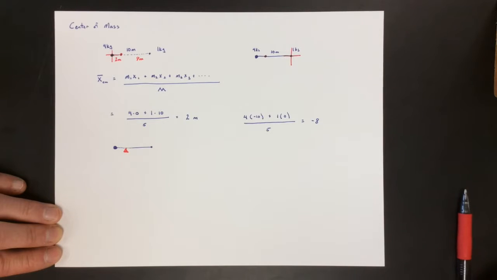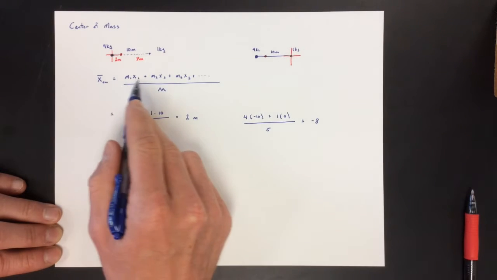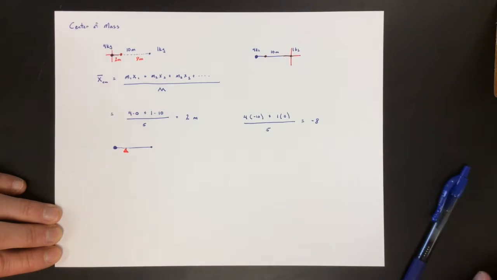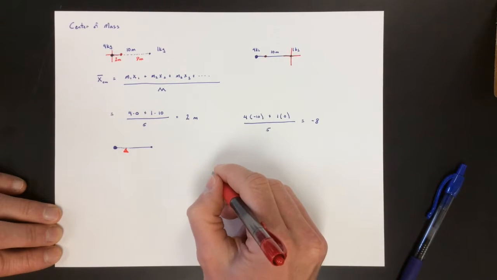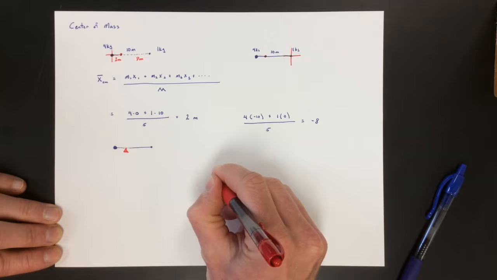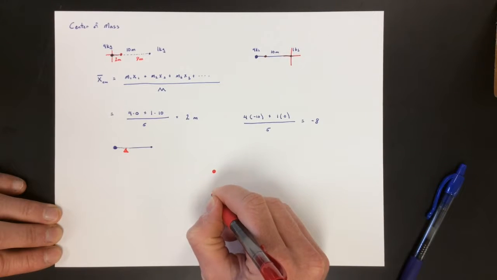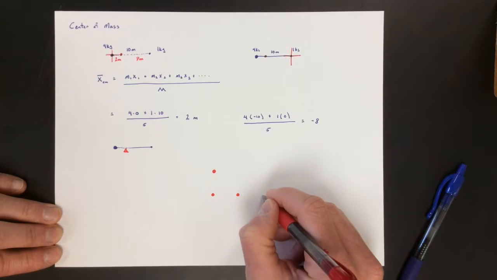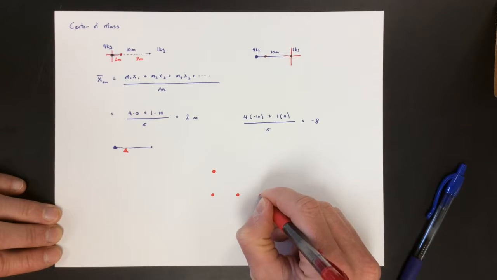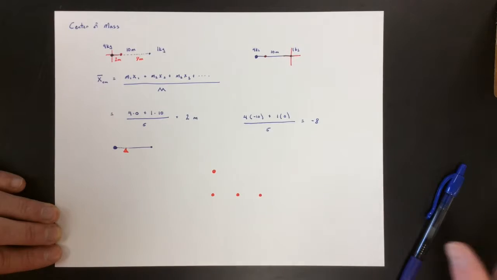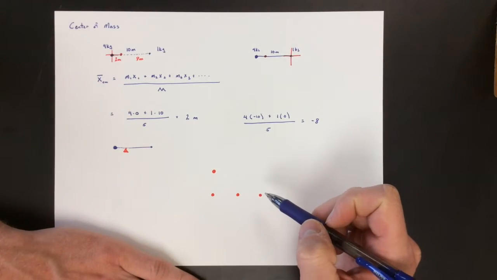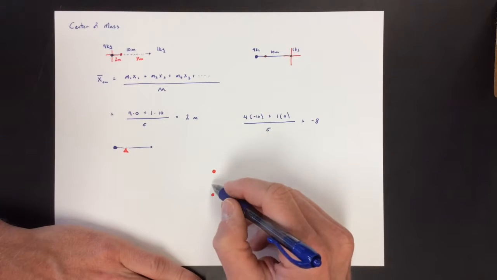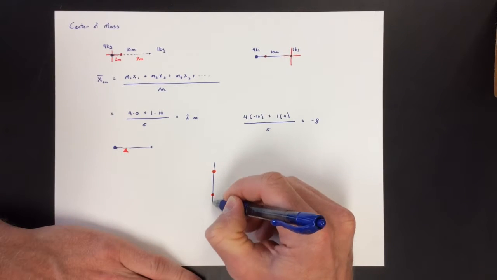Okay? Now, can you do two-dimensional things? Of course you can. You can do whatever you want. You can have as many objects as you want. We could have a system where we have an object located here, an object located here, an object located here, and maybe even another object located here. Again, you can pick whatever reference point you want, and you can think about, well, where should the center of mass be?